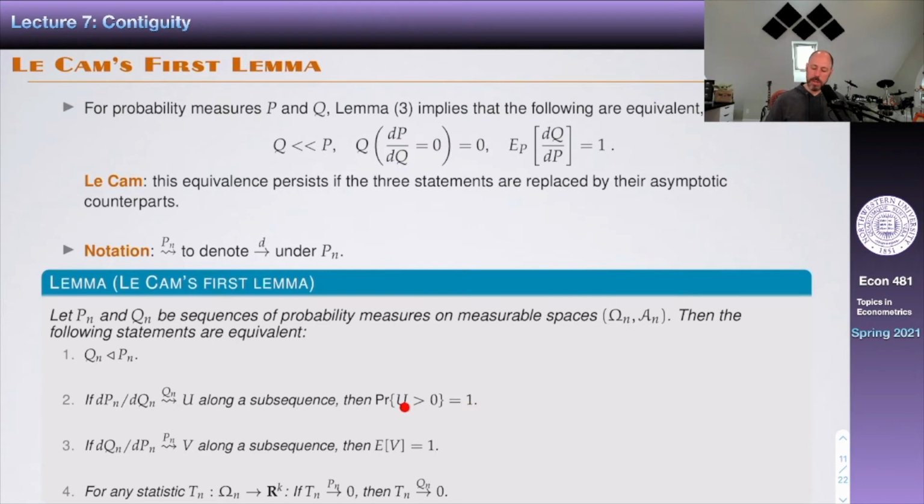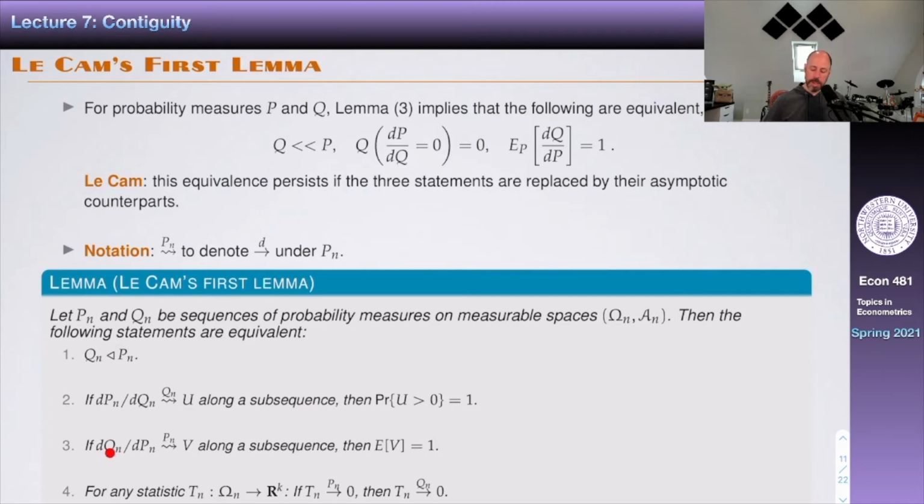Notice how u here is essentially dP/dQ, because u is the limit of dP/dQ, and it's a limit under Q, which in the finite sample version, you're just computing the probability under Q. So if you look at this statement and this statement, you see that they're really the same, except that one is sort of like an asymptotic version.